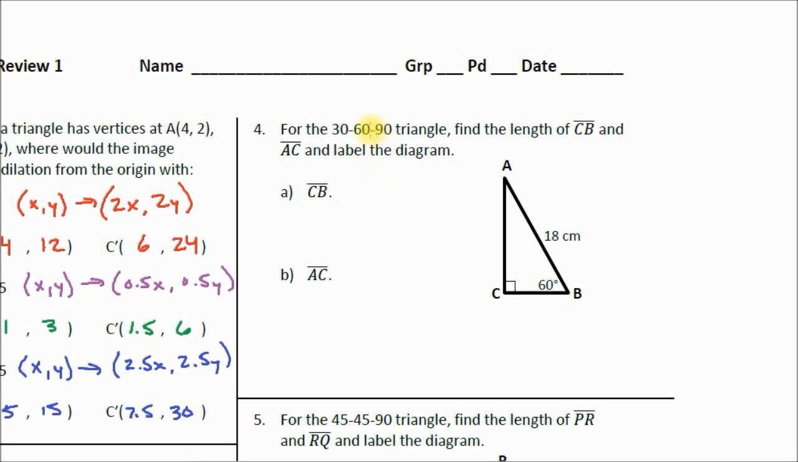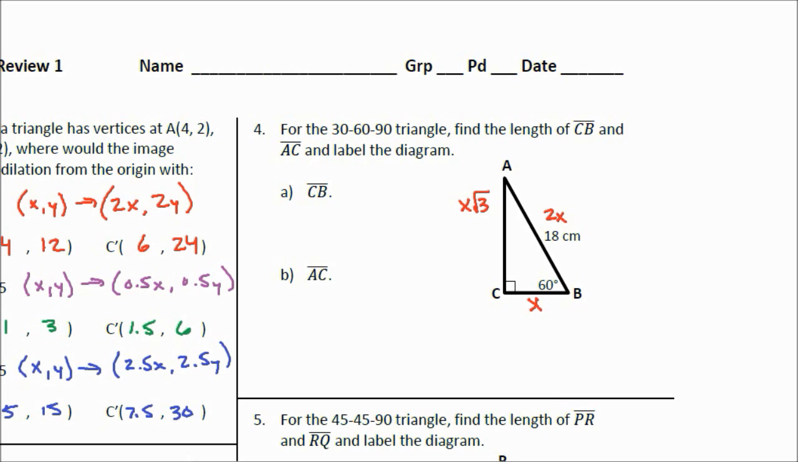We know there's rules for the special triangle 30, 60, 90, and those rules are the short leg, CB, the shortest of the two legs, is going to be the value of x. If it's x, that means that the hypotenuse is 2 times x, and the long leg is x times the square root of 3. So all we got to do is find x. If we can find x, we can solve any side in this triangle.